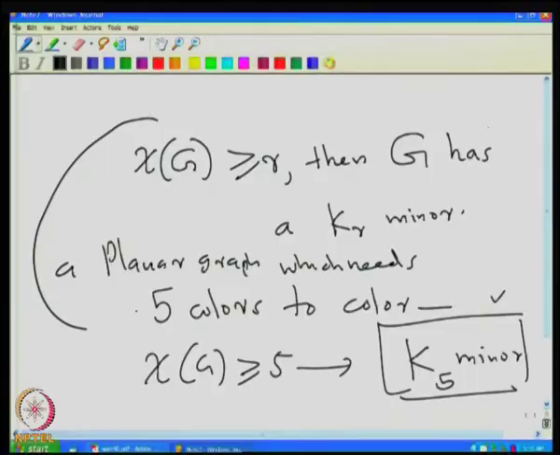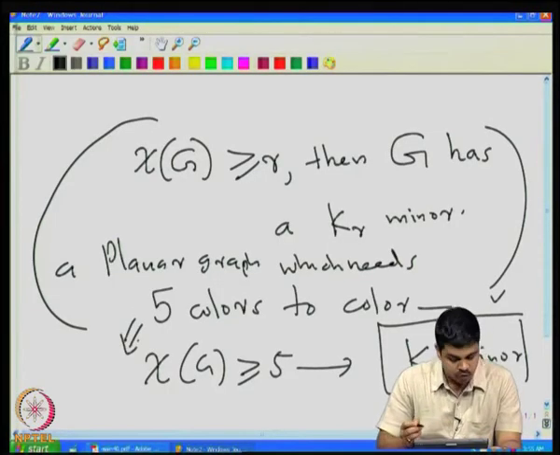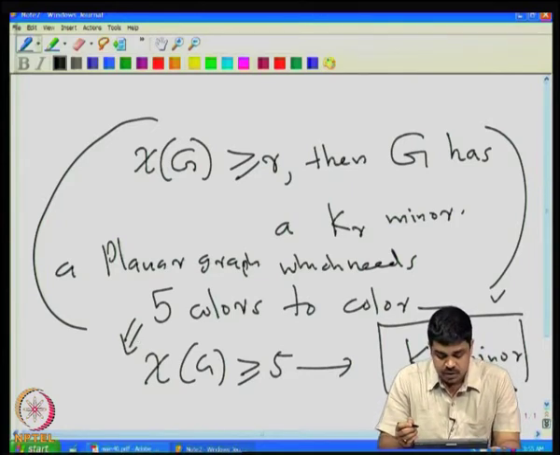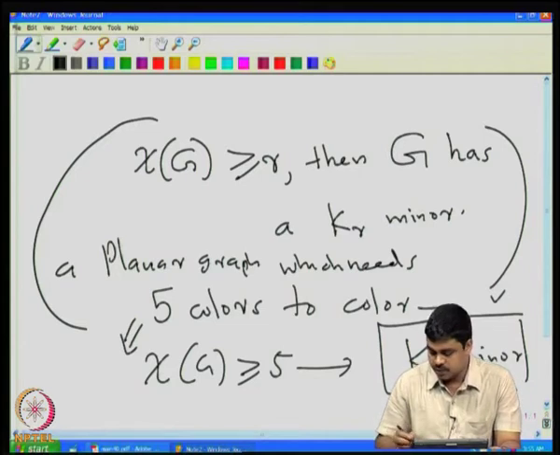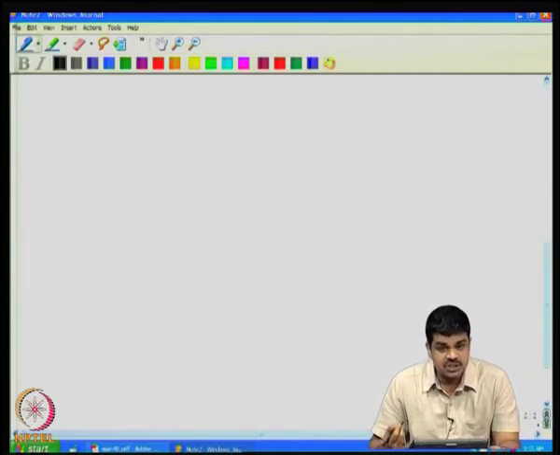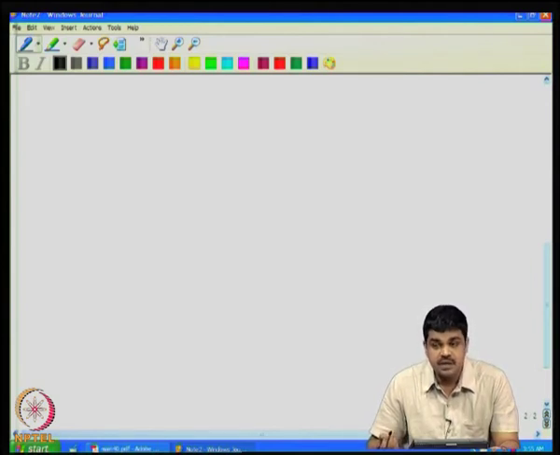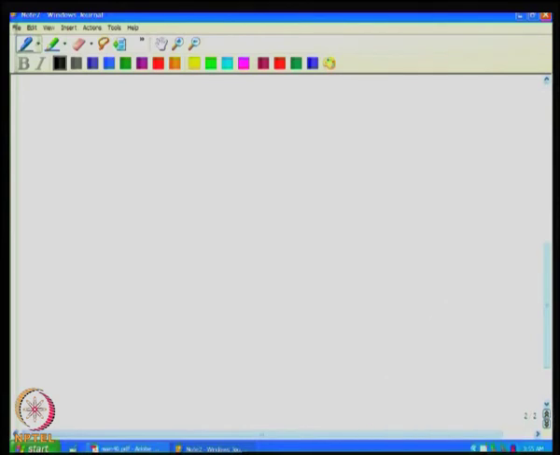So, Hadwiger's conjecture, if true, will imply the 4 color theorem. That means every planar graph has to be colorable using 4 colors. Of course, this is a much stronger, much more general statement than the 4 color theorem. It is not only for planar graphs: if a graph's chromatic number is at least r, then there exists a K_r minor. In other words, if a graph does not have a K_(r+1) minor, we are sure that it can be vertex colored using at most r colors. This is what Hadwiger's conjecture says.